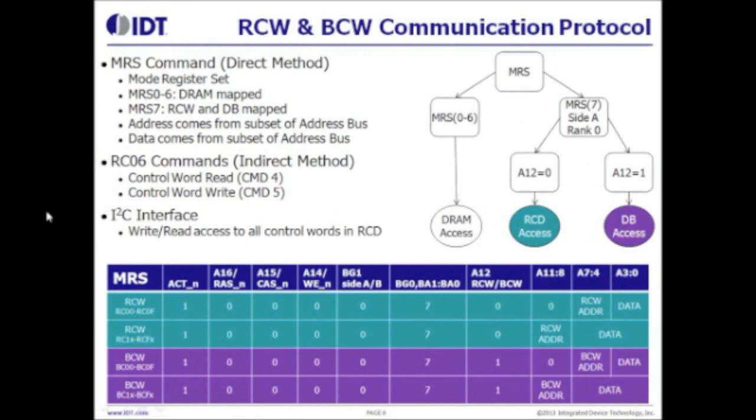Writing to MRS 7, rank 0, side A, with A12, address bit 12, equal to 0, writes to the RCWs. Writing to MRS 7, rank 0, side A, with A12 equal to 1 writes to the data buffer control words. You can write to them via the host controller. You can also write to them through a serial bus called I2C. So there are different ways of writing.